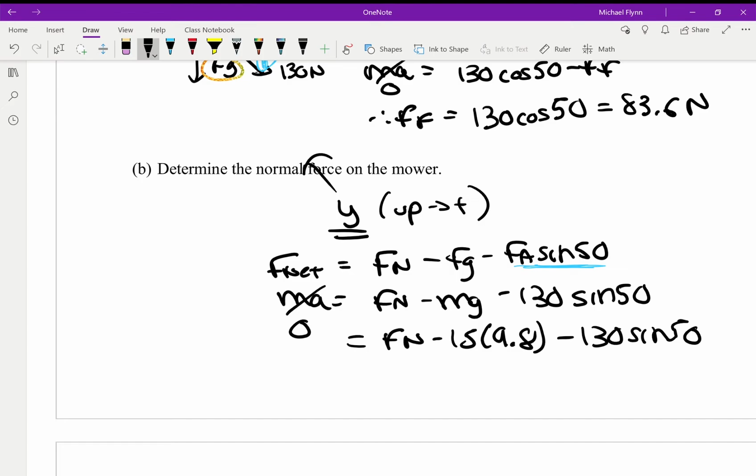I get 130 times sine 50 plus 15 times 9.8, just moving to the other side. I get 246.6 newtons. So I get Fn equals 246.6 newtons. And there is your answer.